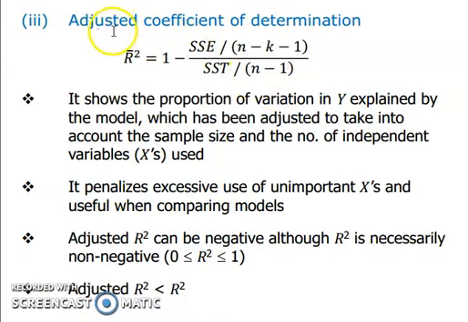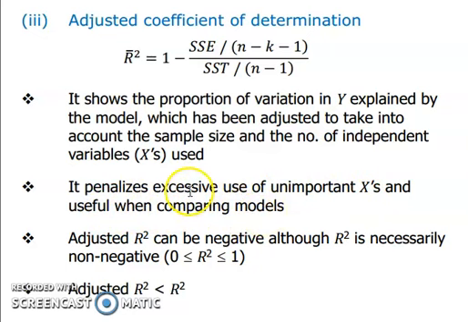Another concept is the adjusted coefficient of determination, which is the R squared with a bar symbol on top of it. So this is adjusted R squared. Adjusted R squared shows the proportion of variation in Y explained by the model, which has been adjusted to take into account the sample size and also the number of independent variables used. And it penalizes excessive use of unimportant X and is useful when comparing models.